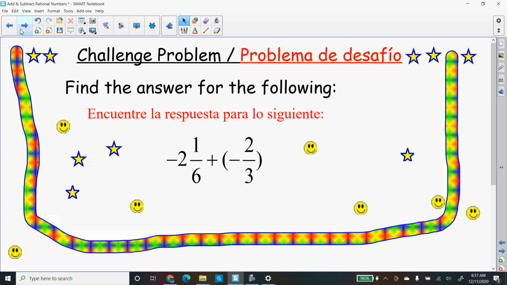Here's a challenge problem for you, of course. So if you can live up to the challenge by finding the answer to negative 2 and 1/6 plus negative 2/3. That's a challenging problem.